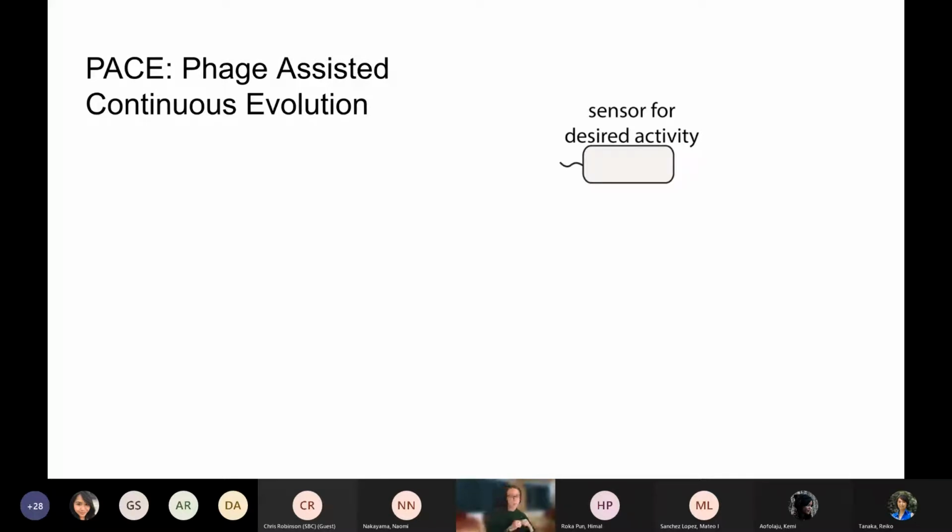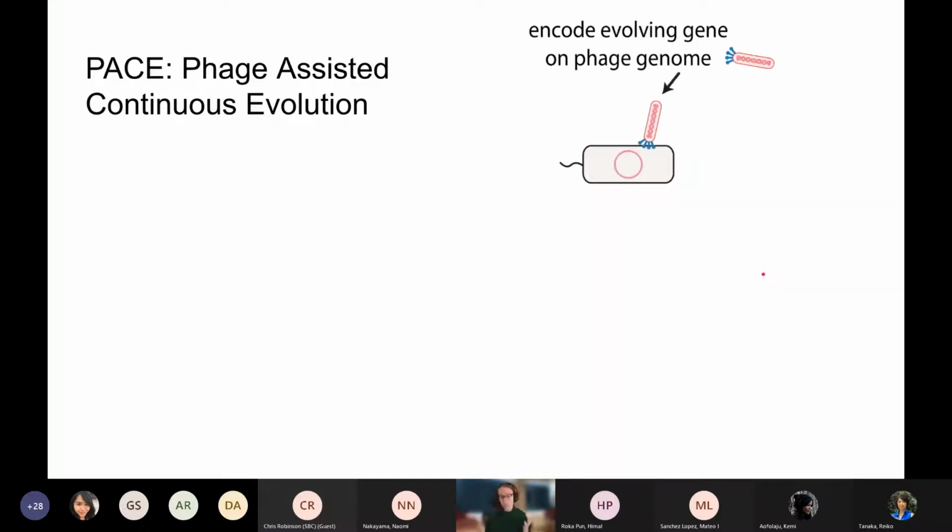And basically the way it works is you begin by engineering some bacteria to contain a sensor that will detect the activity you're attempting to evolve in some sort of protein. So it has essentially a gene circuit in it that will detect the protein activity you want and produce a gene when the sensor triggers. The next thing you do is you take the protein you're trying to evolve and encode it on the genome of the phage, which allows you to deliver that DNA into bacterial cells in huge numbers. So you're able to evolve really large populations with this technique.